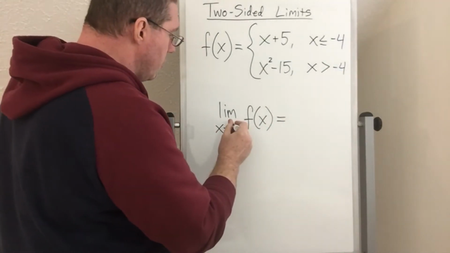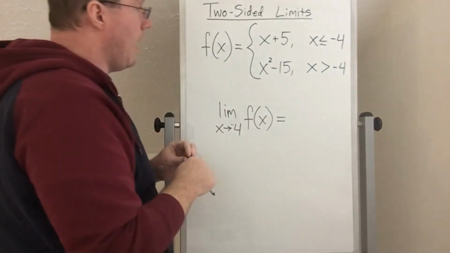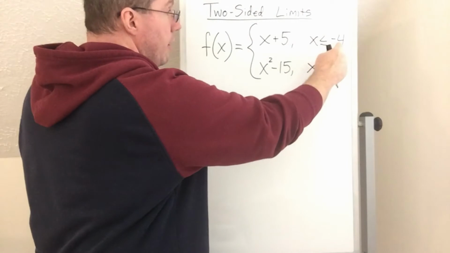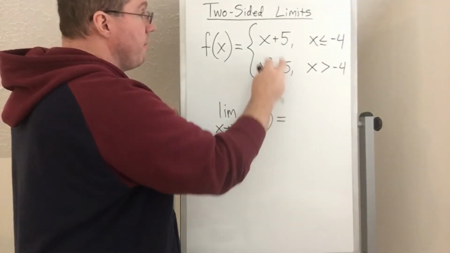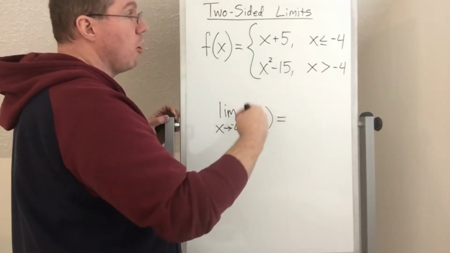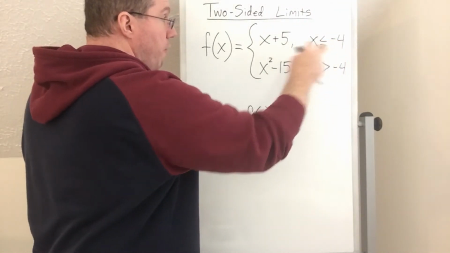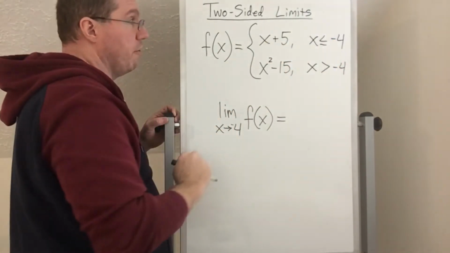If we had a transition value here of -4, and I asked you, well, what is the limit of f of x as x is approaching -4 from the left side? We would go to the piece of the function where all the values are less than -4, right? And so x is less than or equal to -4, so we would use this piece. We would take the -4 and plug it into the left piece.